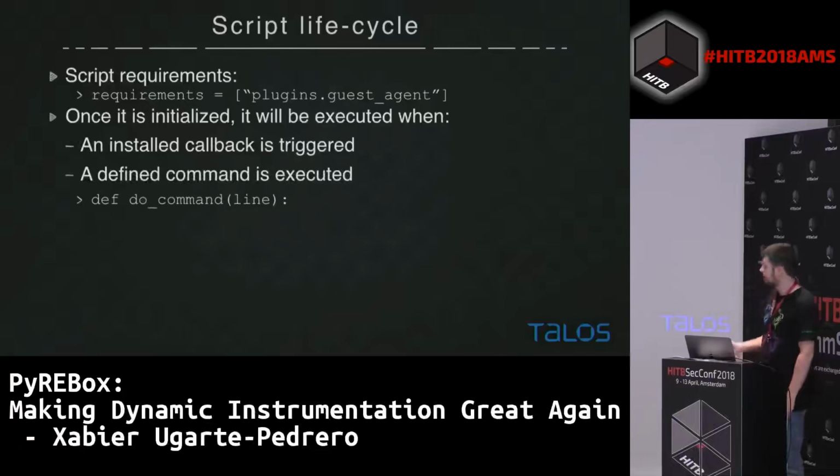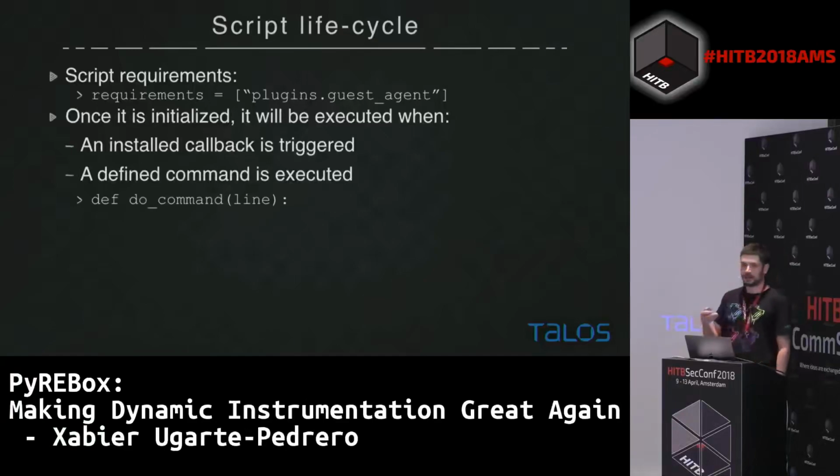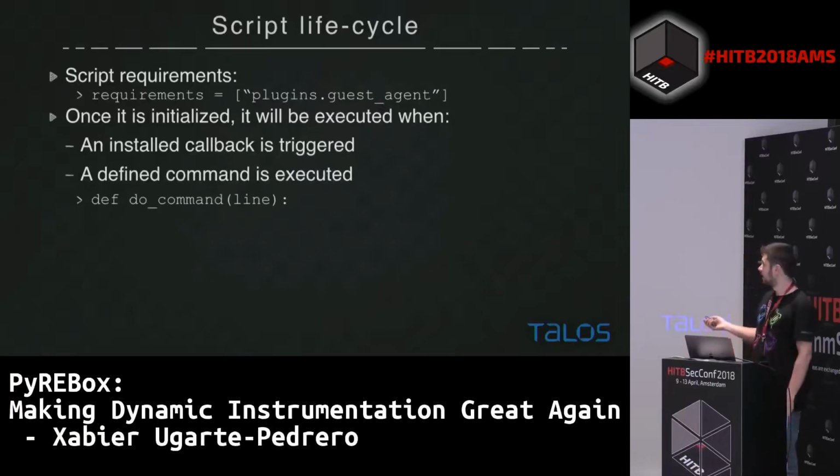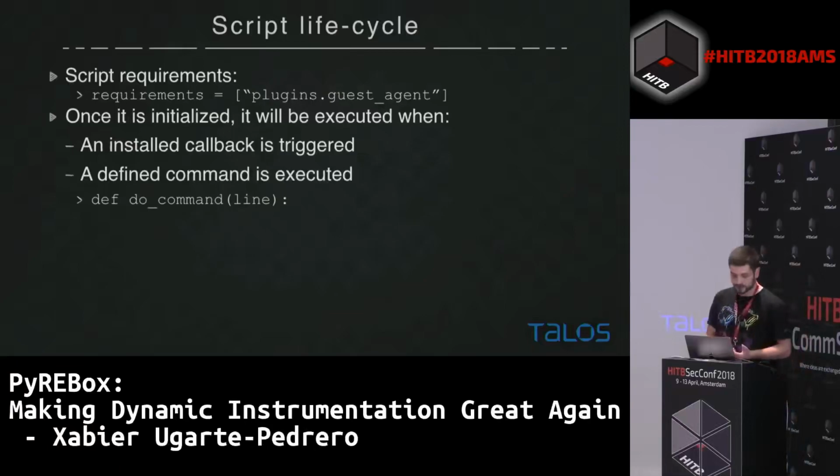We can also specify requirements like this. This means that whenever a script with this requirement is loaded, the framework will first make sure that this other script is loaded in memory. So we can then import plugins.getAgent and play with other plugins. So we can create different plugins that communicate with each other, that have dependencies on each other. Then one script is initialized. It is only executed when an installed callback is triggered, or when we define a custom command.